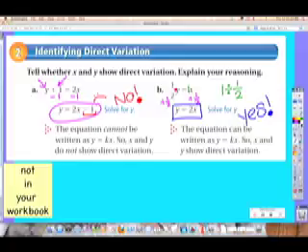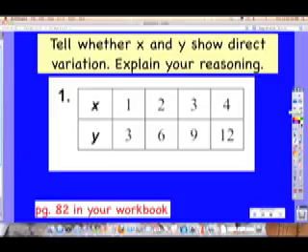Okay, number 1, number 2, number 3. Just look at the table and see if you can multiply to get to the other one. If you can't multiply, then it's no, not direct variation. Okay, number 4 has the same exact directions. Tell whether x and y show direct variation. Explain your reasoning. Showing our work can be explaining our reasoning on this one.